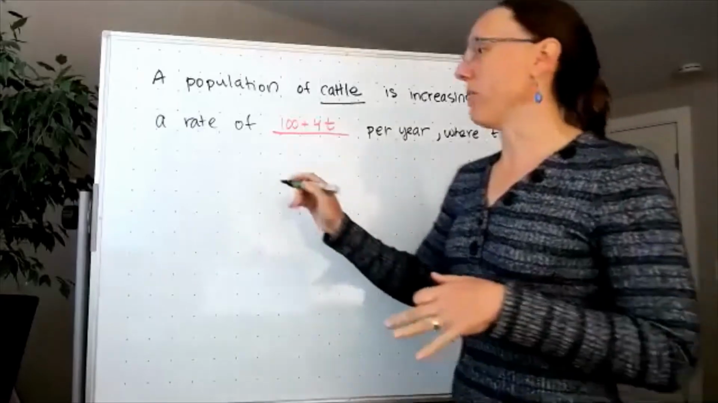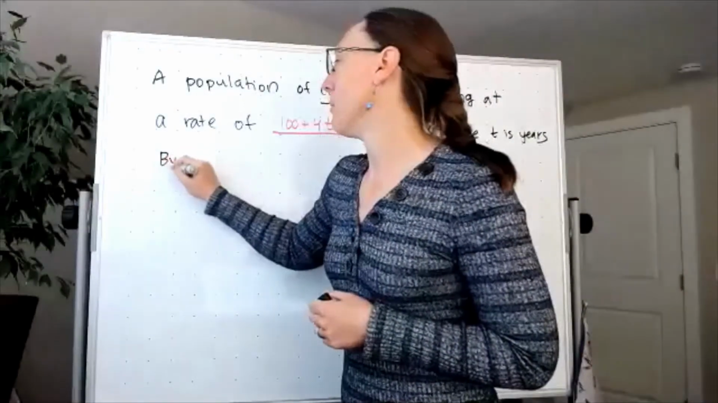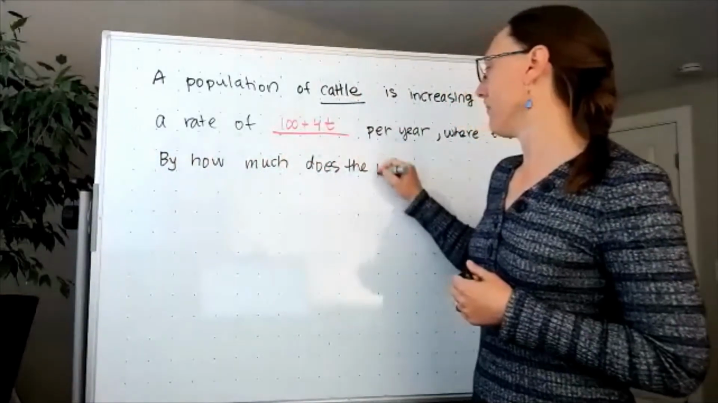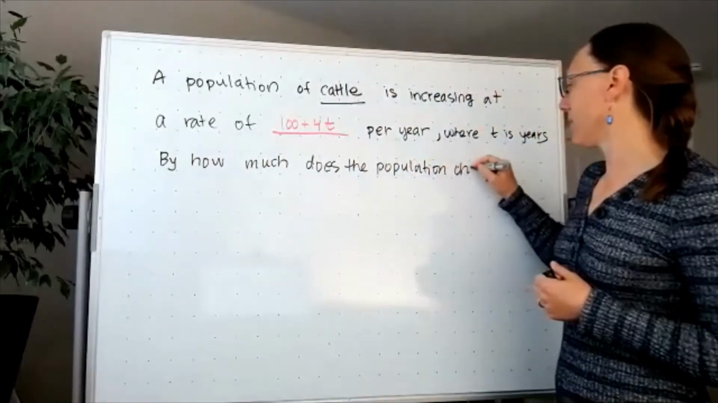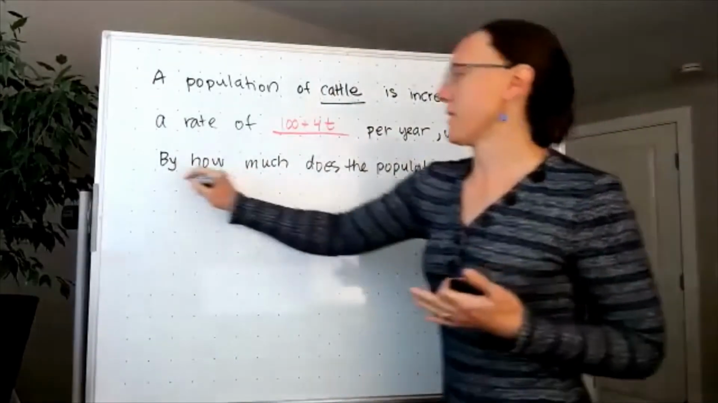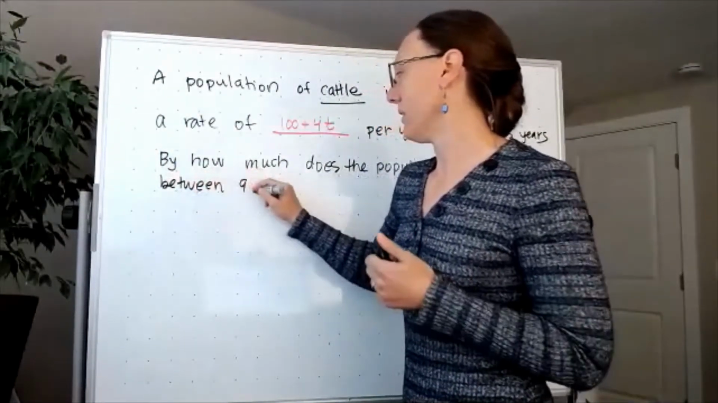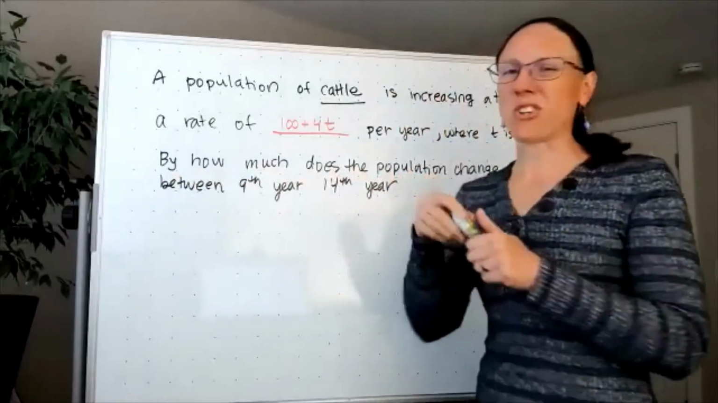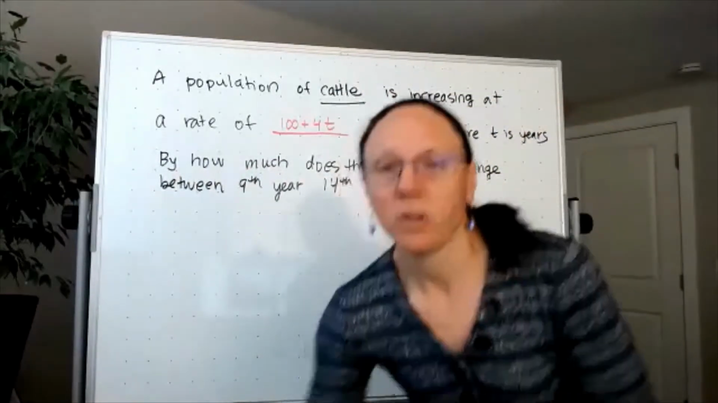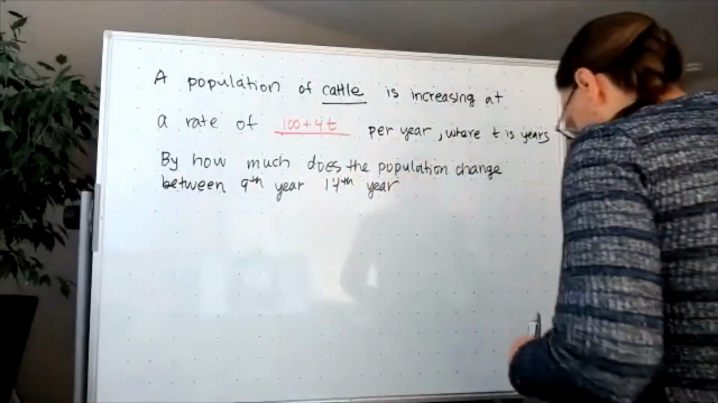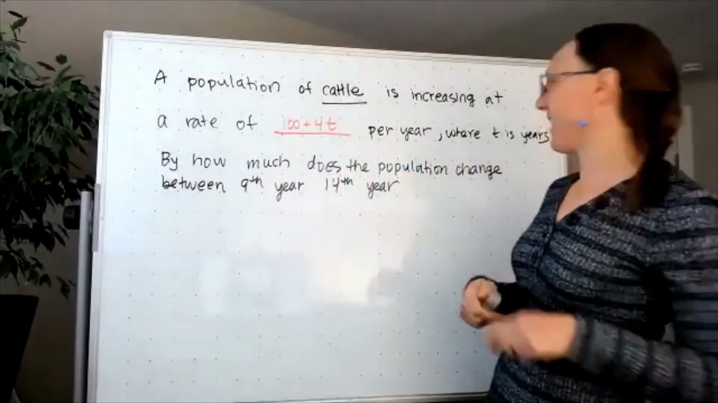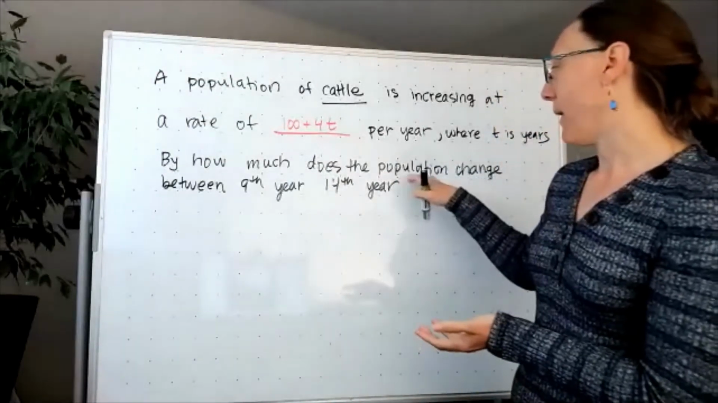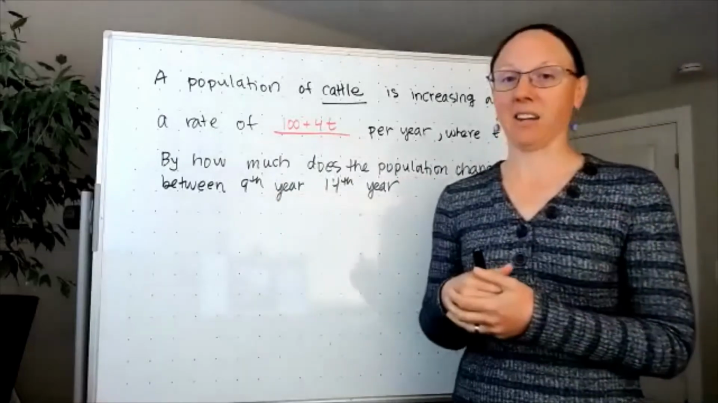Now the second part, the actual question part, says by how much does the population change, and for me, it's between the 9th year and the 14th year. So I'm just going to pause here for a second to talk generally about what this is saying. We've been given a rate, and then we're being asked about how much the population changes between the 9th year and the 14th year.